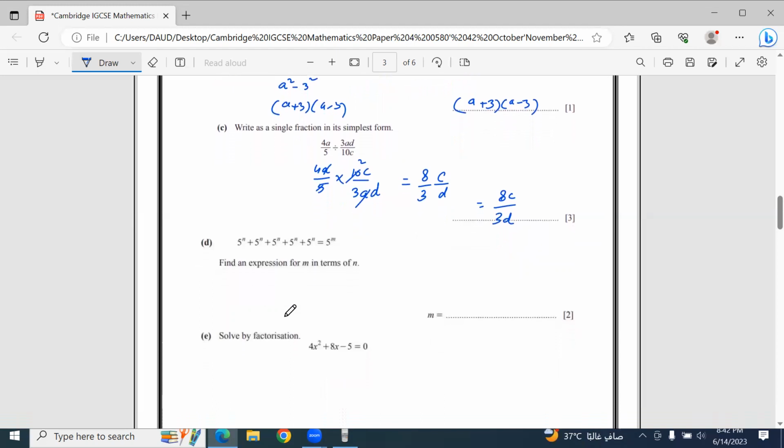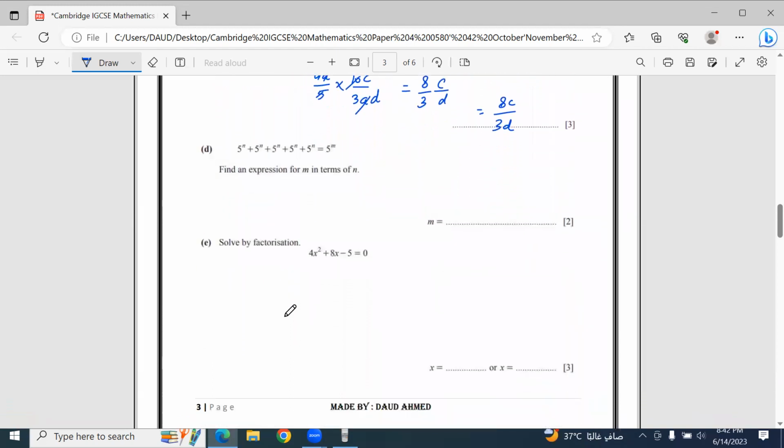Next part D, if you check the left hand side of that equation, we have 5 power n, 5 power n, 5 power n. So they all are similar. We can add, but how many times do they come? 1, 2, 3, 4, 5. Means we can say that 5 times 5 power n equals 5 power m. But remember that we can use the indices law. If the bases are same, we can add the powers. So n plus 1 is equal to m, once the bases are same. We can say directly m equals n plus 1. So this is n plus 1.